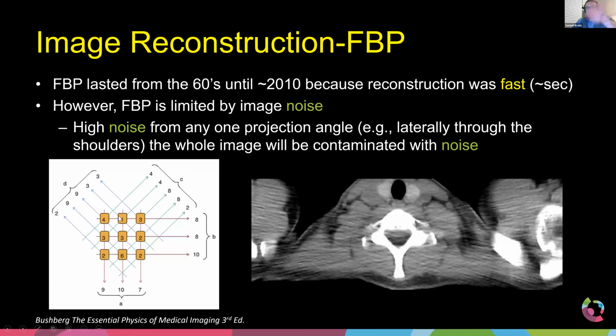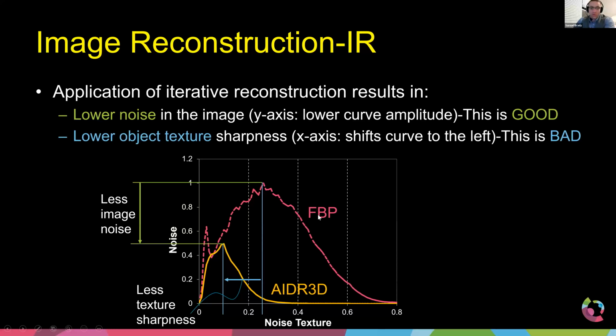And so it doesn't matter how many good projections you have. If you just have one or two crummy projections, the image quality goes down. And that's why you have all of these streaking artifacts in filter back projection. So what we did is we introduced iterative reconstruction. Iterative reconstruction, its primary task was to reduce or lower the amount of noise in the image.